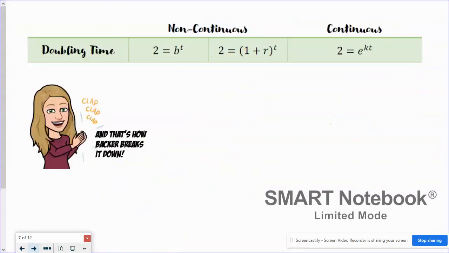You need to know what the base of your exponential function is. If they give you that percent rate, then the base is 1 plus r. If they tell you it's continuous, you're using that base e formula. And that's how Backer breaks it down.